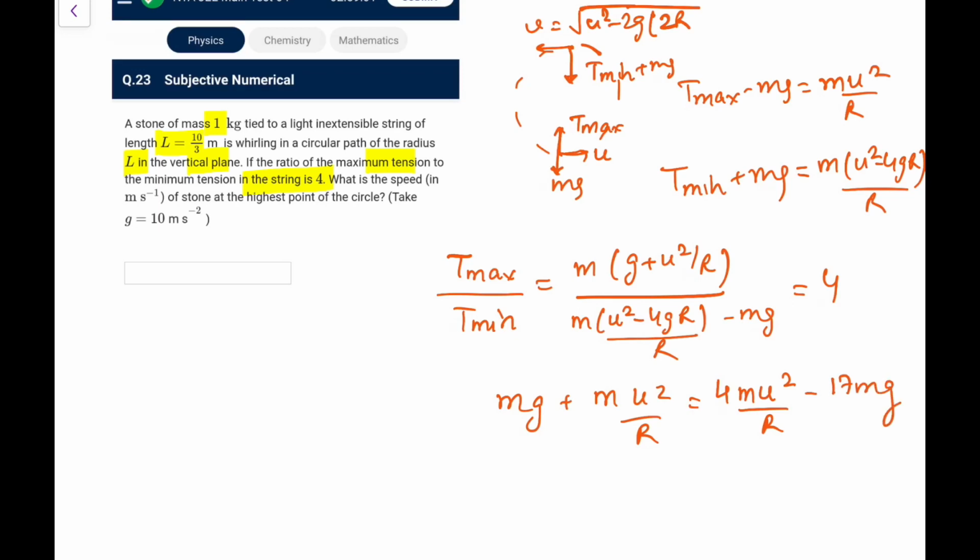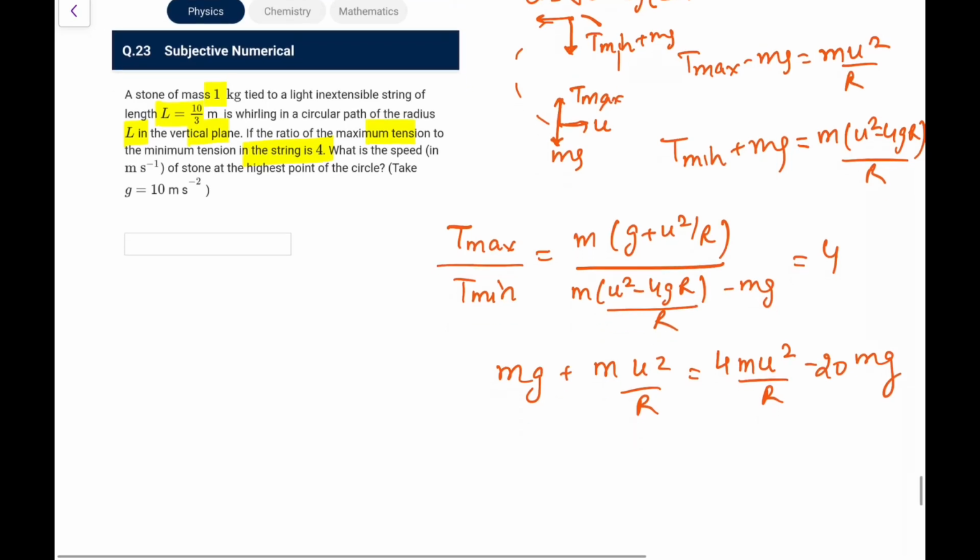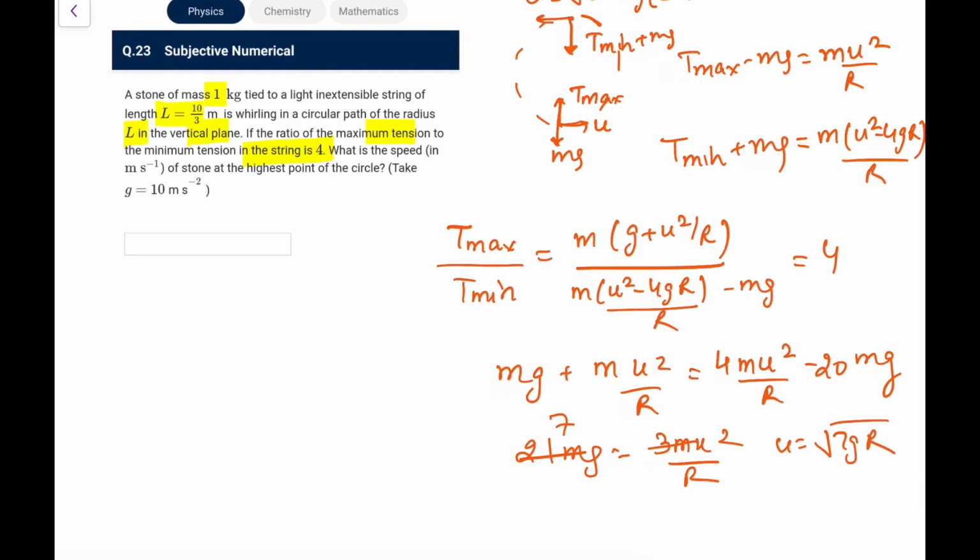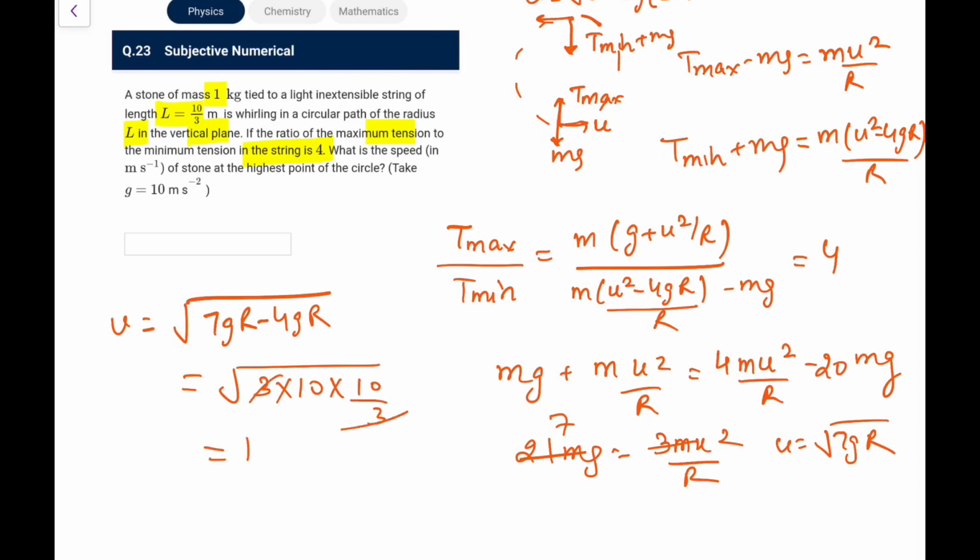Not 17, sorry. It would be 4 fours are 16, 16 and 4, 20. This is a mistake I have done because I had taken it to be 1. It would be 4 also, that is 20. So what we have now, 21 mg is equal to 3 mu square by r. So 3m, and this would be 7, so u would be equal to root of 7gr. So the velocity at the highest point would be u square minus 4gr. So u square is 7gr minus 4gr, that is root of 3gr. 3 into 10 into r, that is 10 by 3, so it comes out as 10 meter per second.